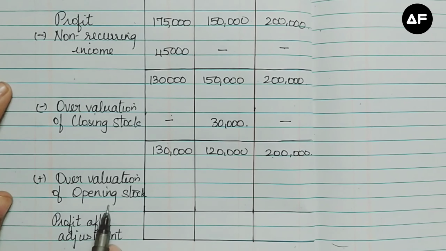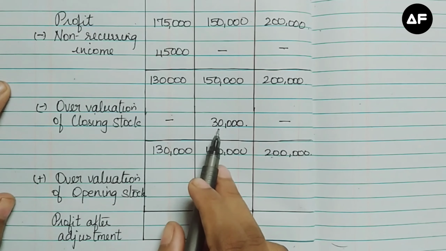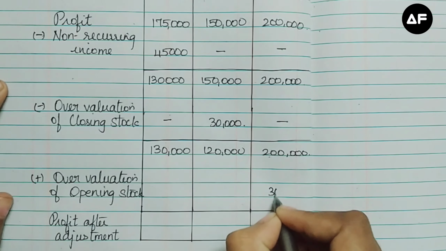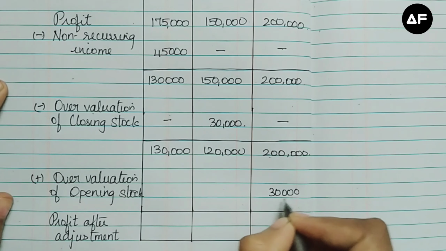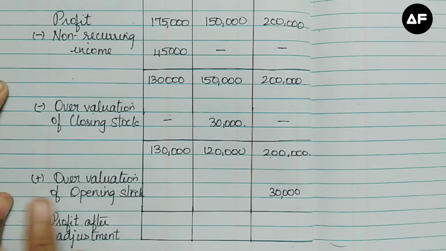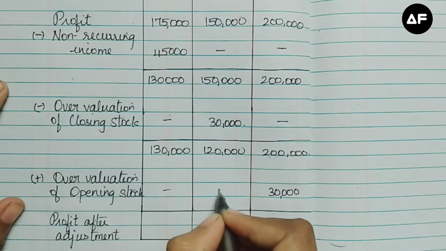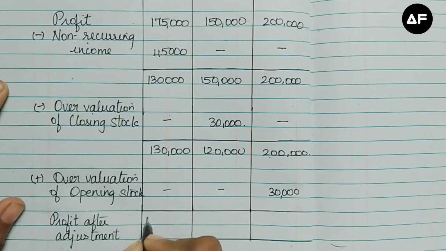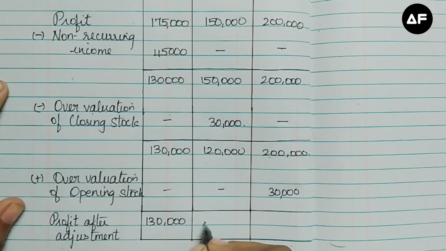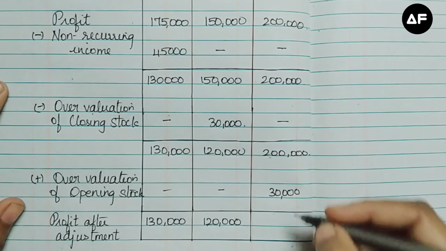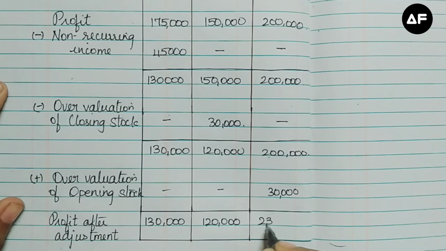So overvaluation of opening stock. This 30,000 is overvalued for the year 2018. So overvaluation of opening stock must be added up. The others we do not have any change. So bring it down. 2016 is going to be 1,30,000, 2017 is 1,20,000, and 2 lakh plus 30,000 is going to be 2,30,000 for 2018.